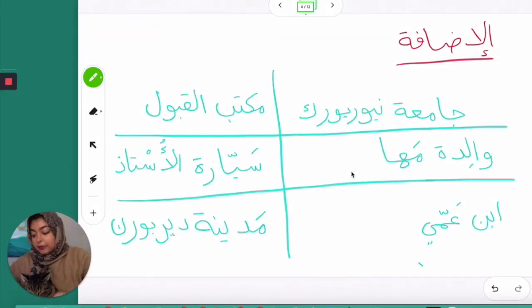Okay, أهلا وسهلا. We are continuing on with our lesson. And I've got my little cat. This is Bun Bun. He decided to come and join us today.